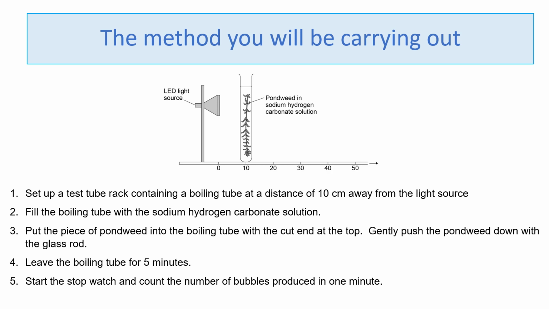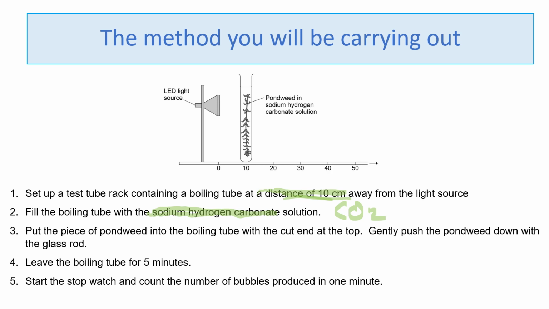So basically you would set up a test tube rack containing a boiling tube at a distance of, let's say, 10 centimeters away. You'd fill the boiling tube with sodium hydrogen carbonate. Now that makes sure that there's enough carbon dioxide in the solution, so it means that there isn't a limited amount of carbon dioxide. You would then put the pondweed into the boiling tube and push it down with a glass rod. Leave it for 5 minutes to get used to the conditions, and then you would count the number of bubbles produced in 1 minute.